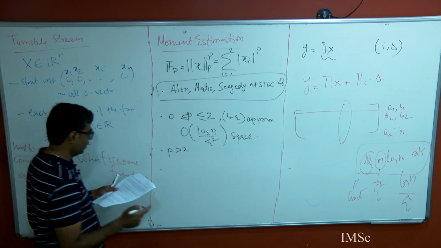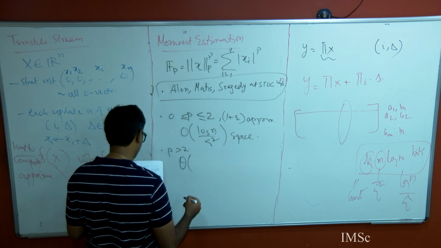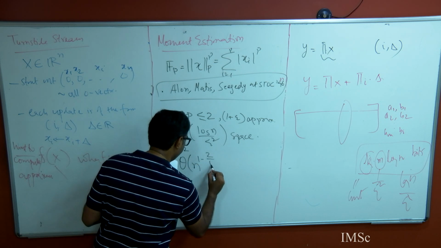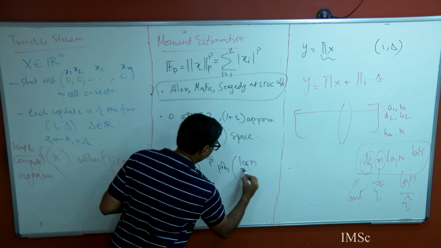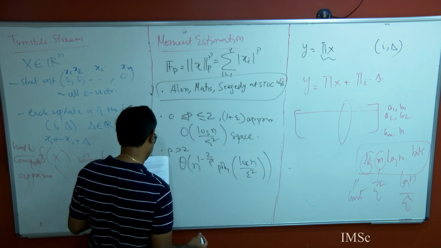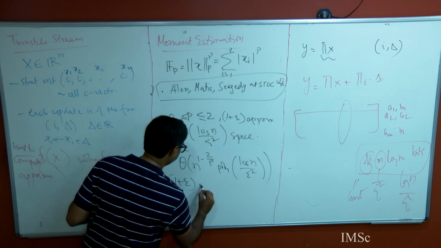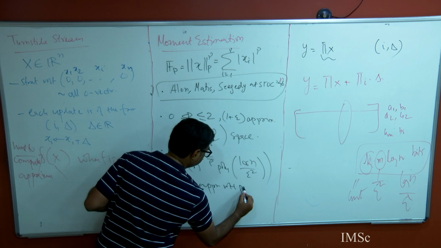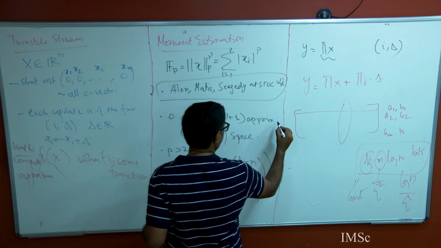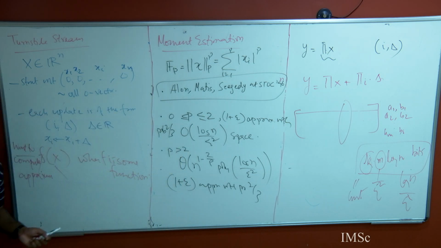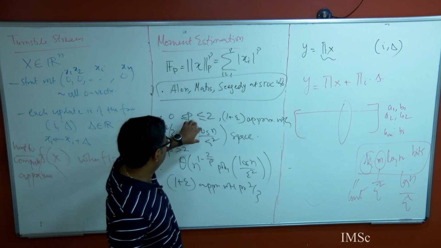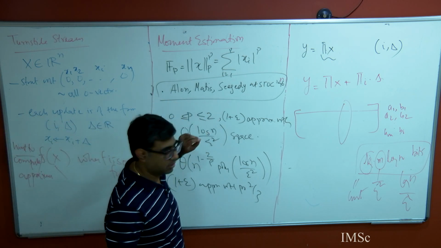What is known is that this is theta, a lower bound, of n to the power 1 minus 2 by p, times poly log n over epsilon square, for a 1 plus epsilon approximation with probability 2/3. So there is a kind of jump in complexity at p strictly greater than 2. What AMS gave is for p less than or equal to 2.